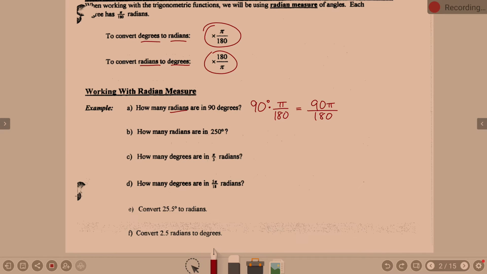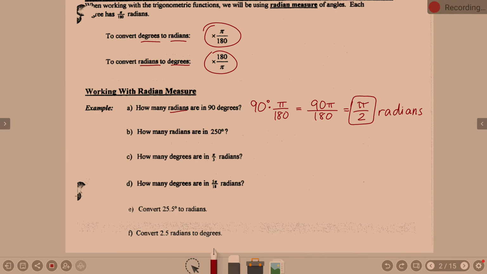Now I'm having you think about that because what do you know about 90 over 180? That's 1/2. And so if I say 1 pi over 2, or in other words, pi over 2. And that is pi over 2 radians. Okay? I don't want a decimal answer there. I don't want 1.57 as your answer there. I want you to be in the habit of we express these answers in pi most of the time.